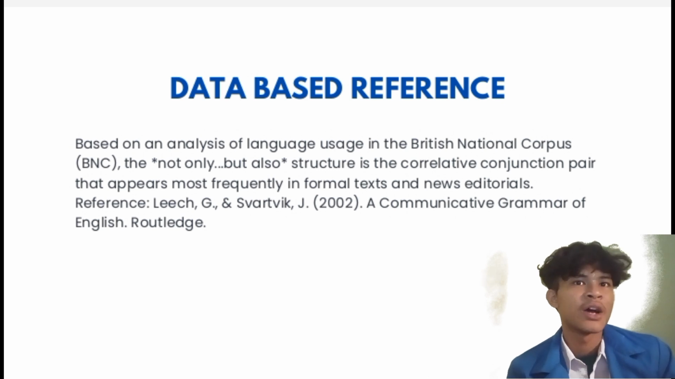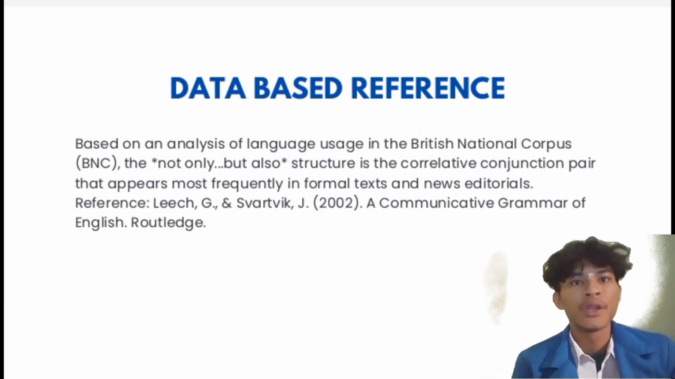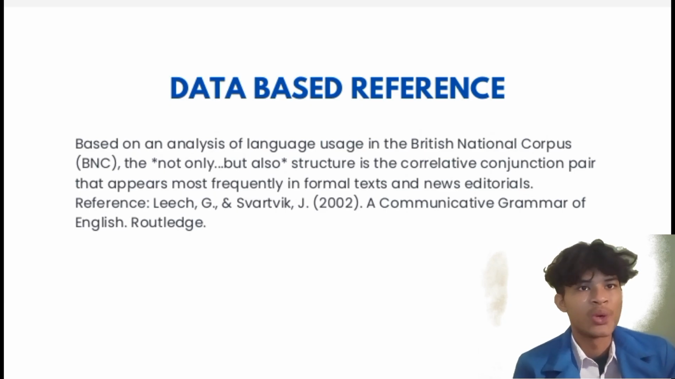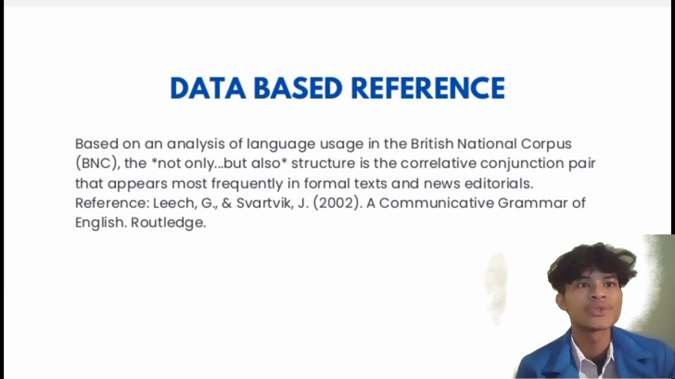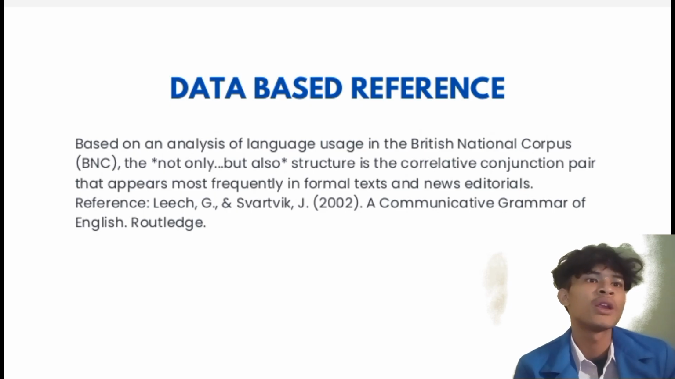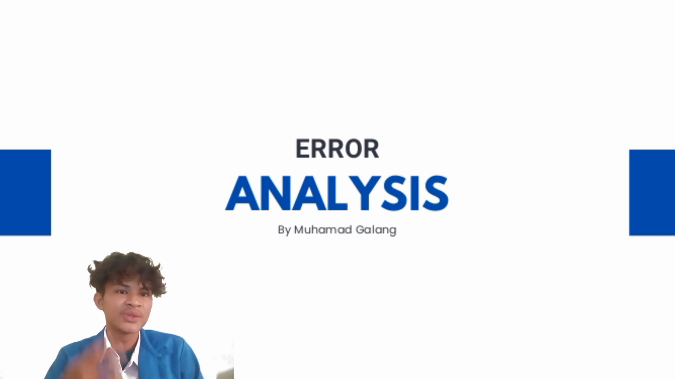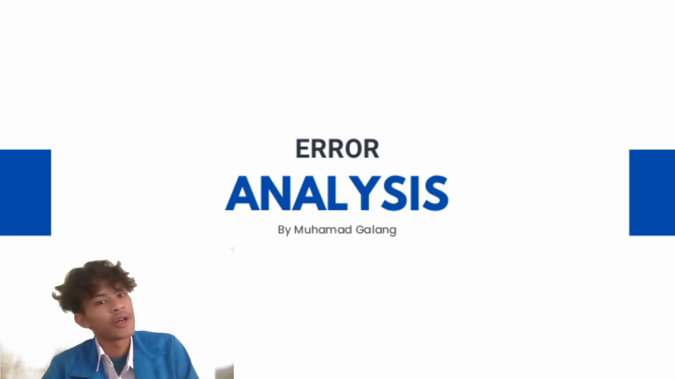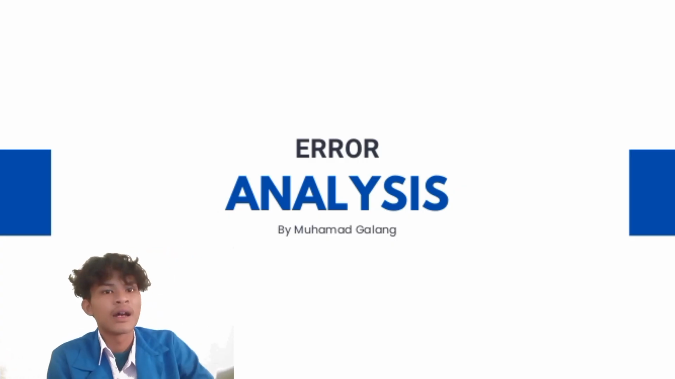Based on analysis of language usage in the British National Corpus, the not only but also structure is the correlative conjunction pair that appears most frequently in formal text and news editorials. Reference: Leech and Svartvik, a communicative grammar of English. And then for part 2, we're going to our analysis. We have 3 questions here and I'm going to explain them.